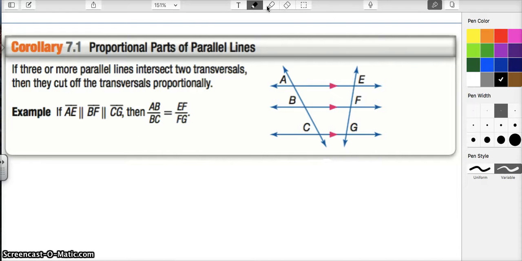So specifically, we see that AB is to BC as EF is to FG. Hopefully you see that and that makes sense. Kind of cool.